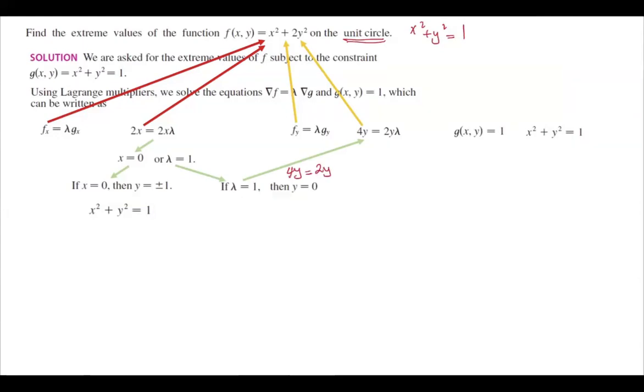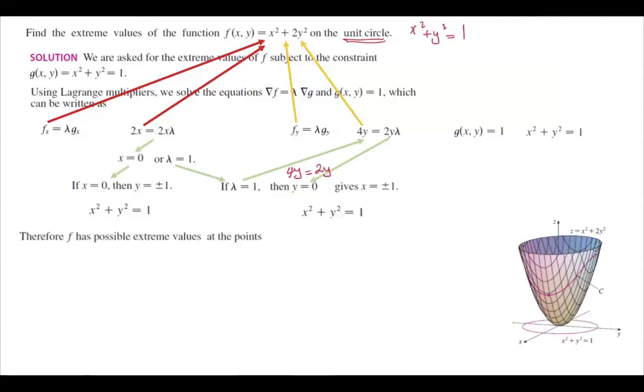Okay, so far we have x equal to 0, y equals plus or minus 1. You have y equal to 0, but if you plug that into the constraint x squared plus y squared equals 1, it gives x equals plus or minus 1. Very good. So what do we have? The possible extreme points are 0 and 1, 0 and negative 1. Remember that each x must match each y. 0 and 1, 0 and negative 1, and from the second equation, 1 and 0, negative 1 and 0.